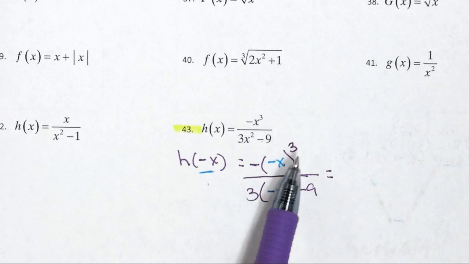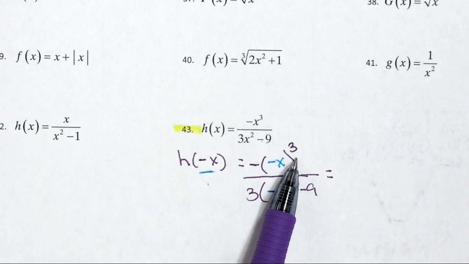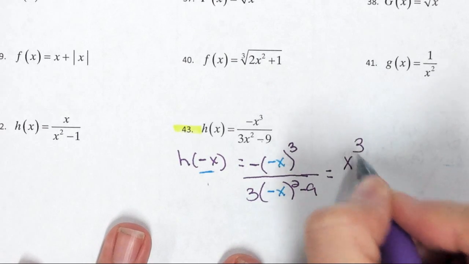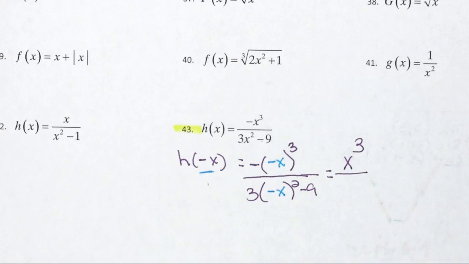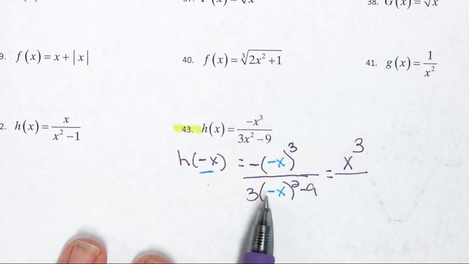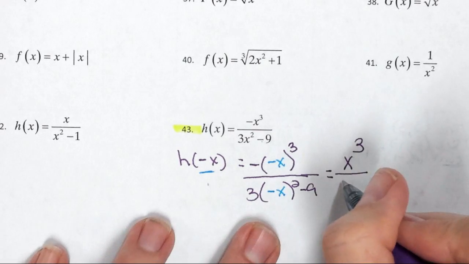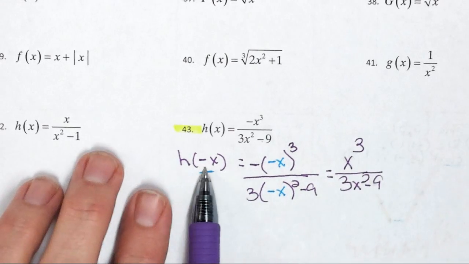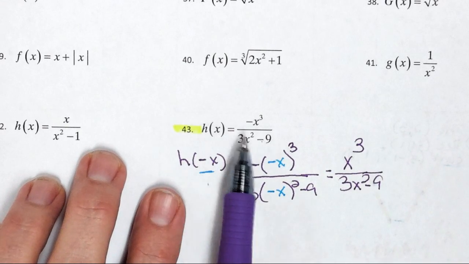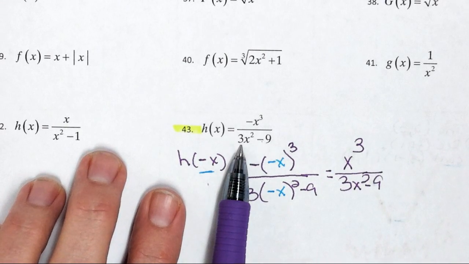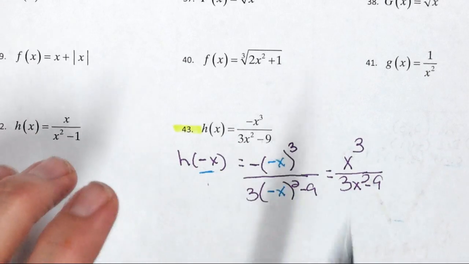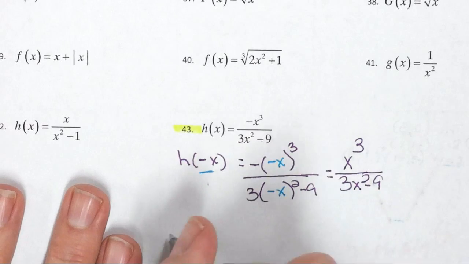A negative x to the third power is a what kind of number? Negative. And a negative times a negative is going to give me a positive. So the top is positive. On the bottom, a negative x squared is a positive. So I have 3x squared minus 9. When I plugged in negative x, did I get the original back? So that means it is not what? Okay, because it's not even, now I have to go check what?